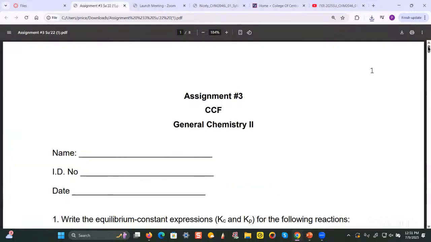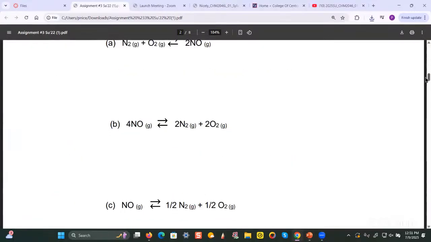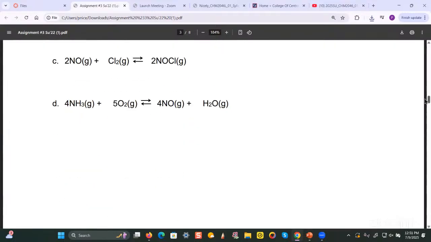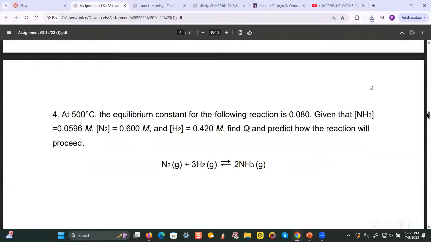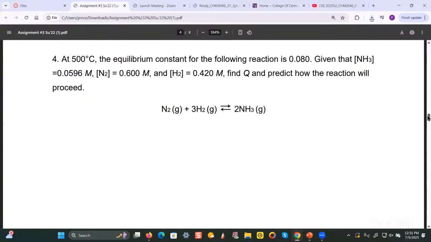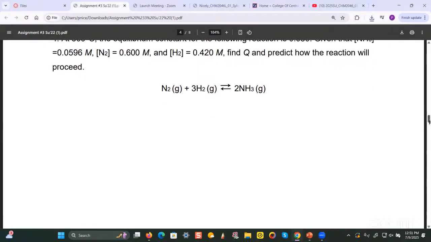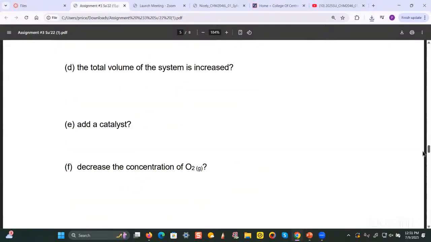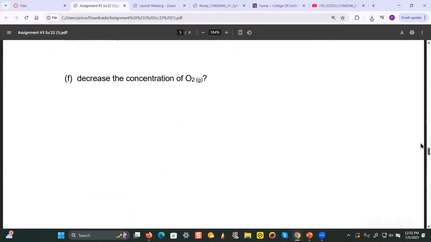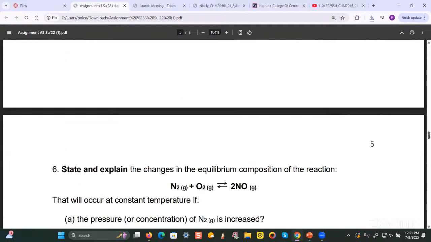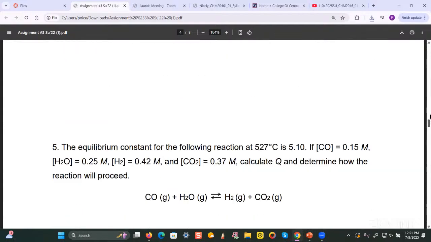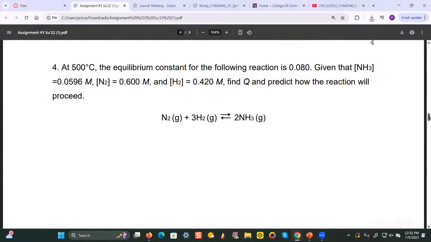Okay, let me scroll down. And we have done all these questions already. Okay, so I'm going to skip number 4 for the time being because actually we should be able to do number 4. Come to think of it. So let's start. Let me just check the other ones below. 4, 5, 6. Okay, so at this juncture, we should be able to do questions 4 through 6.